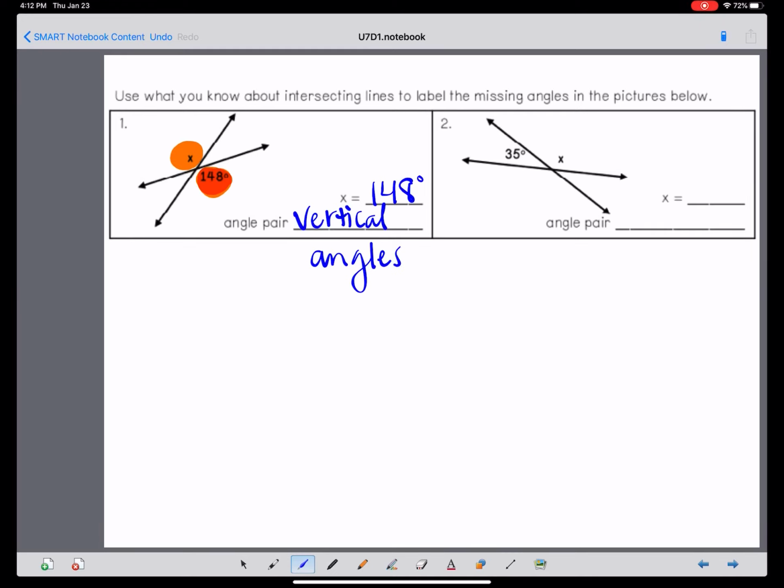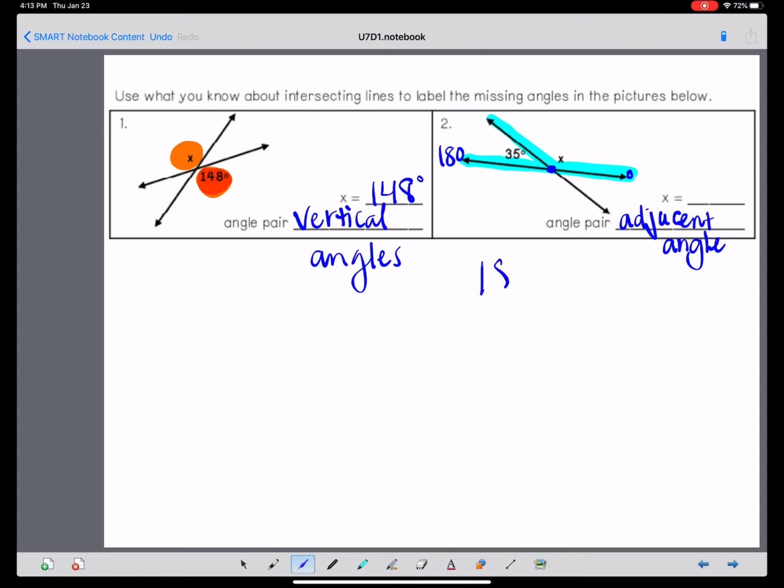All right, on number 2, this one, let's use blue. We're measuring 35 degrees, and we're also measuring that x value right there. Notice the straight line that creates a line of 180 from 0 to 180. That's also known as supplementary. The angle pair, we call these adjacent angles. Notice that they are sharing a side wall together, and they also share the same vertex.